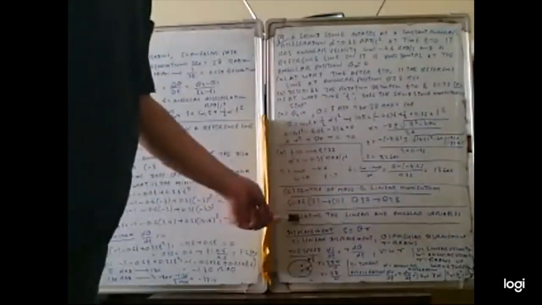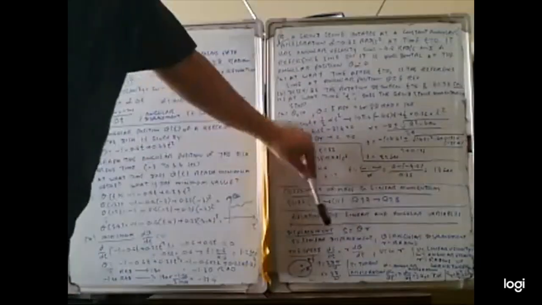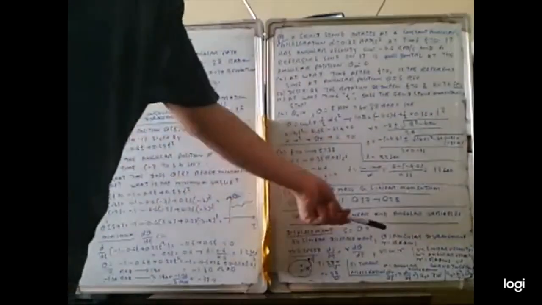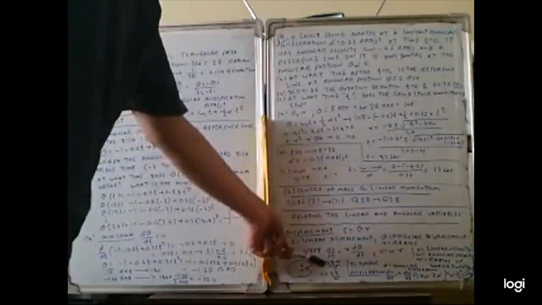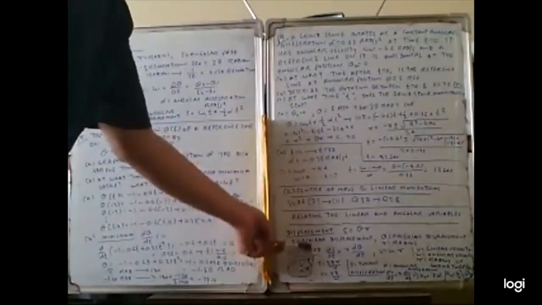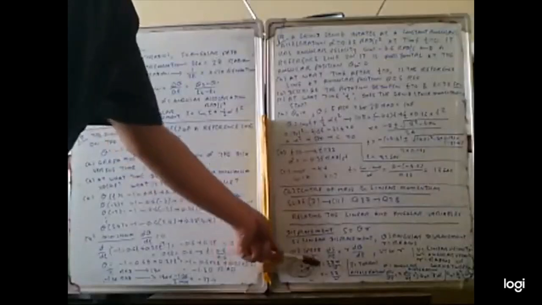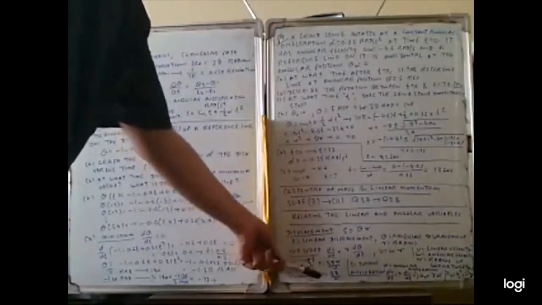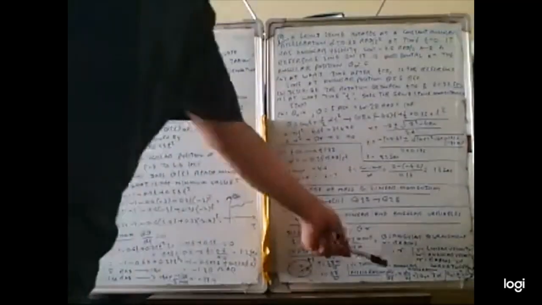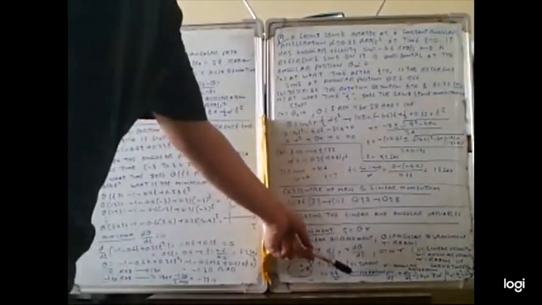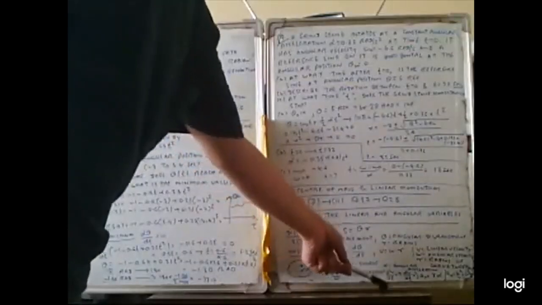The next topic is relating the linear and the angular variables. In this case, displacement can be calculated as s equal to theta multiplied by r. s is the linear displacement, theta is the angular displacement, r is the radius. The speed, ds by dt, is equal to r into d theta by dt. In this case, this is a rotation, so v is equal to omega r, and T is equal to 2 pi r by v, or T is equal to 2 pi by omega.